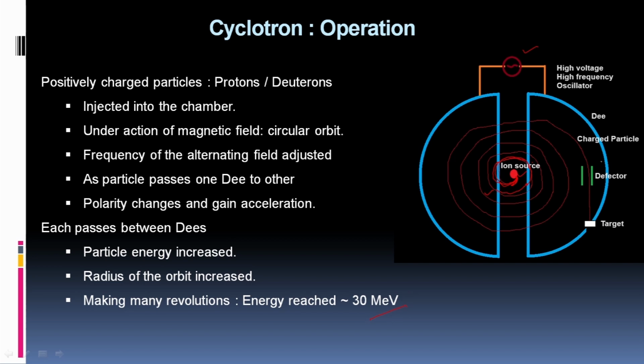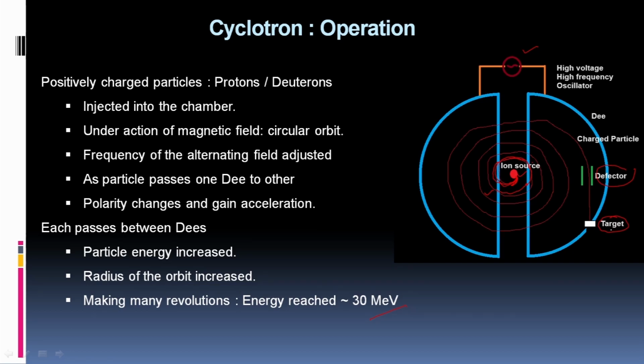And after this we use a deflector system which ejects the beam and removes it from the orbit, and it may hit the target. Sometimes if we need only particles, there is no need of a target, but if we need neutrons, we need an appropriate target. We will discuss later on. We need an appropriate target to get the neutron beams.